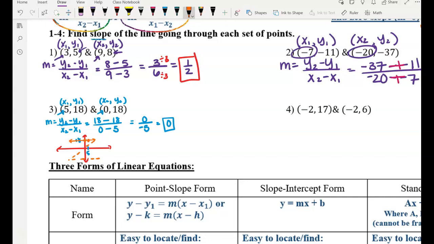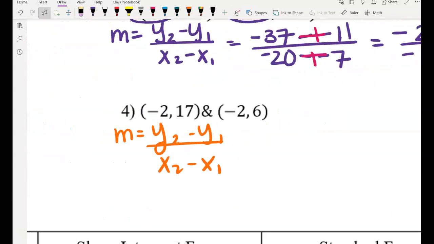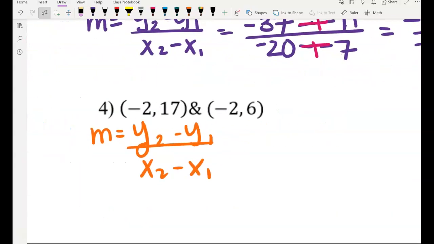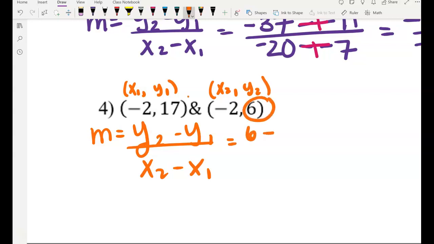One more example in our slope. So similarly, let's write m equals y2 minus y1 all over x2 minus x1. So let's go and label which one is which. So this is going to be our x1, y1. This is going to be our x2, y2. And this is your y2, so that's 6 minus, this is y1, so that's going to be 17.